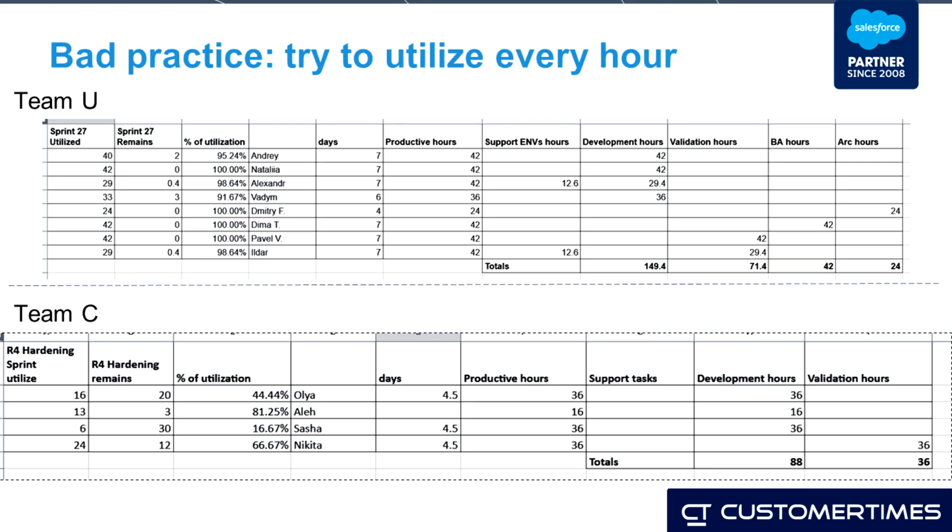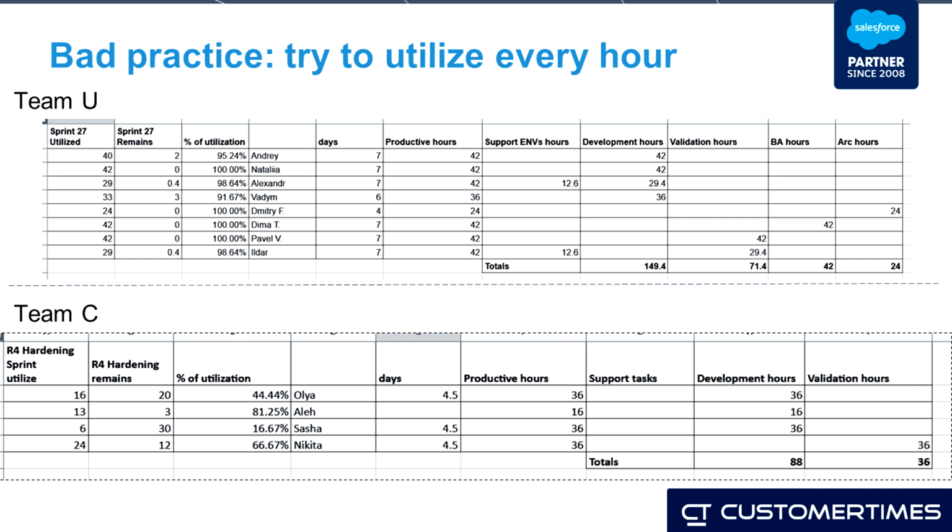Trying to utilize every hour is a very bad practice from the previous age of project science. You definitely wouldn't be on time. Your team would be overloaded, and you will be under stress. Believe me, I made such a mistake a lot of times. And we can observe a real case from my two teams. I call them Team U and Team C. Where is the plan better?